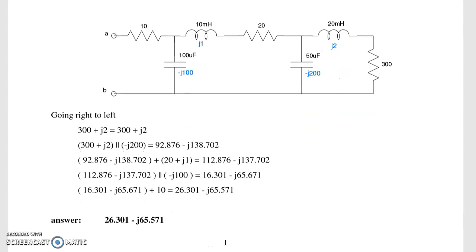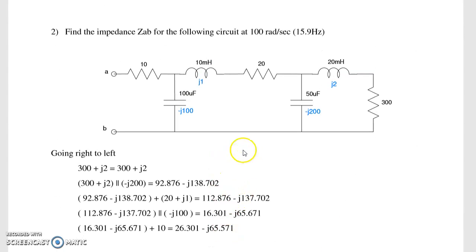For problem number 2, given this circuit, find the impedance between A and B. The trick is, first, convert to phasors. The inductors become j1 ohm, j2 ohms, and the capacitors minus j100, minus j200. Now, when I start adding these, 300 plus j2 in series is 300 plus j2, and in parallel with minus j200 gives you 92 minus j138.